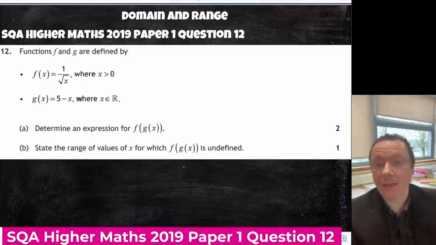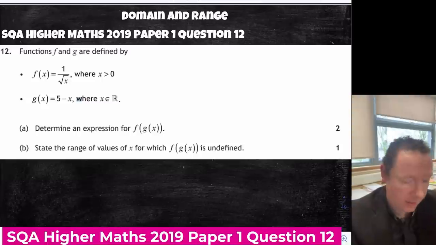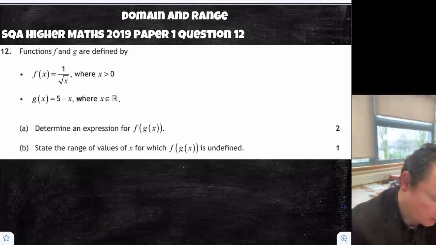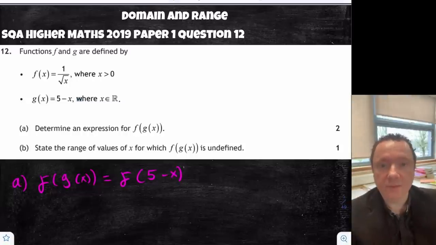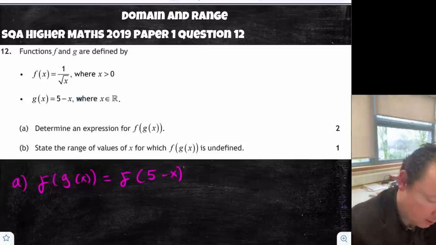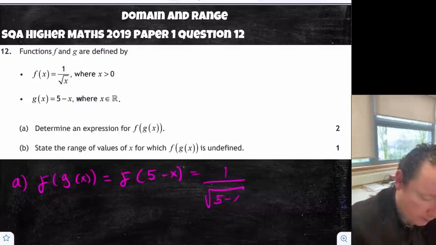SQA Higher Maths 2019 Paper 1 Question 12. Two functions are defined as f and g. You have to determine f of g of x. So let's do this. Question A, f of g of x. Well, that equals f of, well, g of x is 5 minus x. So I'm substituting 5 minus x every time I see an x in f of x. So that is 1 over the square root of 5 minus x.